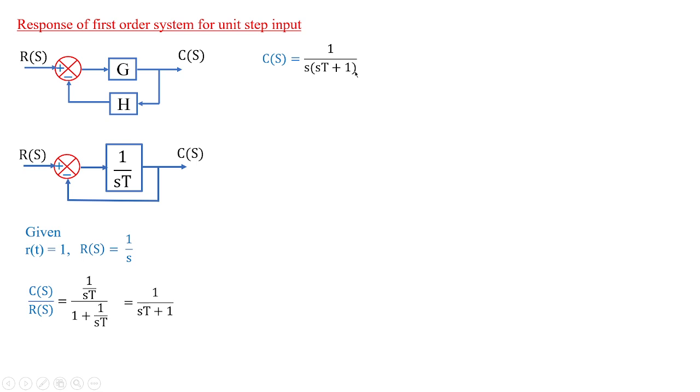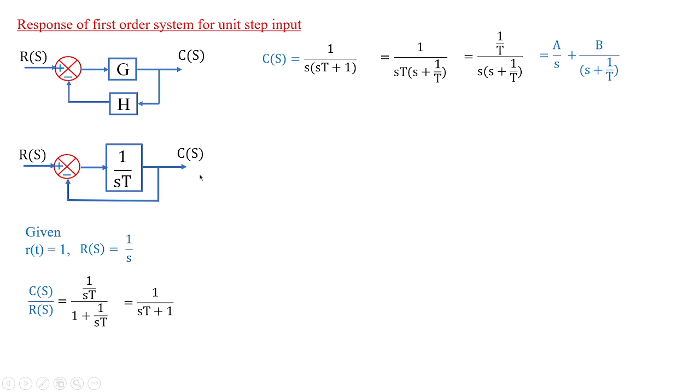So you have to make them into a proper fraction. For that I'm taking T outside, so it becomes s times (s plus 1 by T), and I'm taking this 1 by T onto the numerator. Thus you are done with proper partial fraction values given by A by s plus B by (s plus 1 by T).